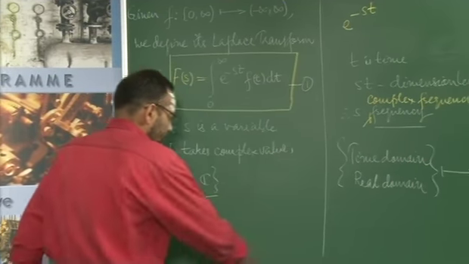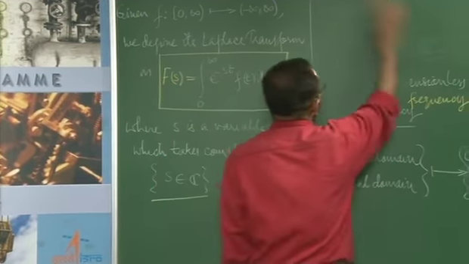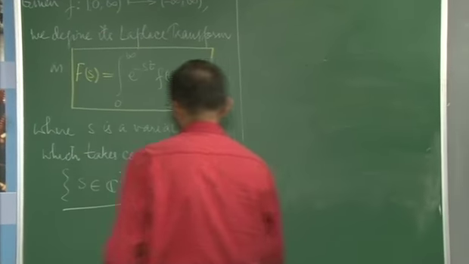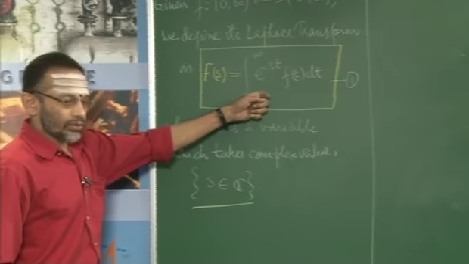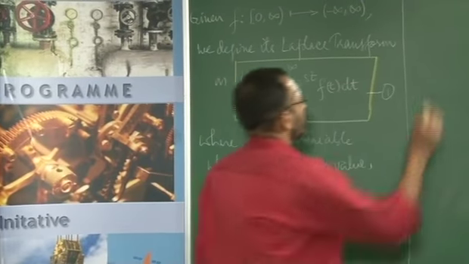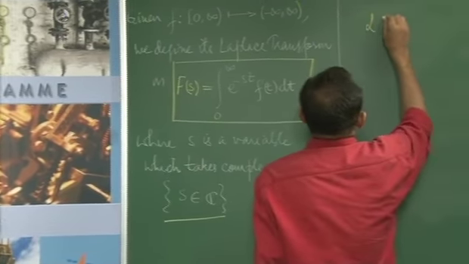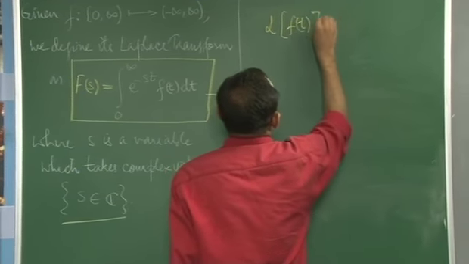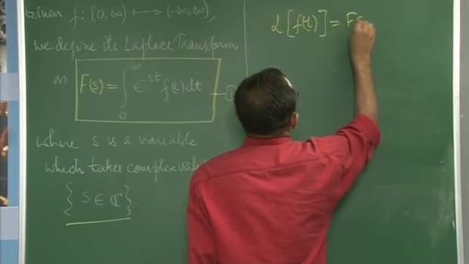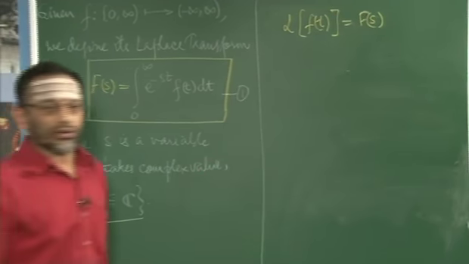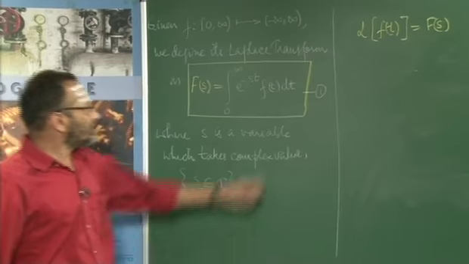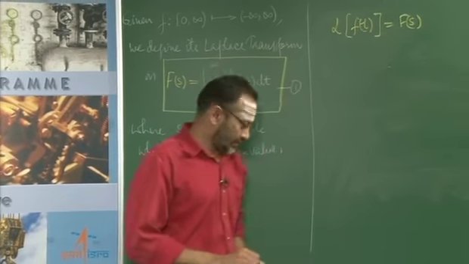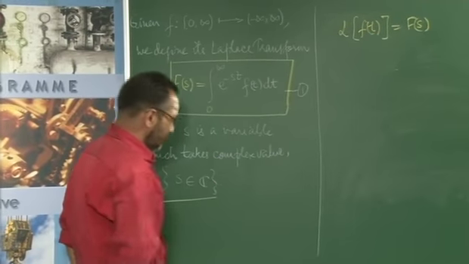All right. Now, there is a way in which we are going to denote this. The Laplace transform of this statement 1, we are going to write it in a different form. The Laplace transform of f of t equal to F of s. So, this will be our notation. You read this as Laplace transform of f of t equal to F of s. That is the same as the statement in 1.